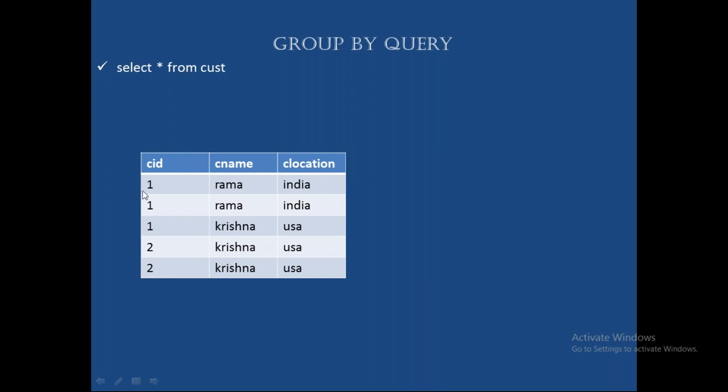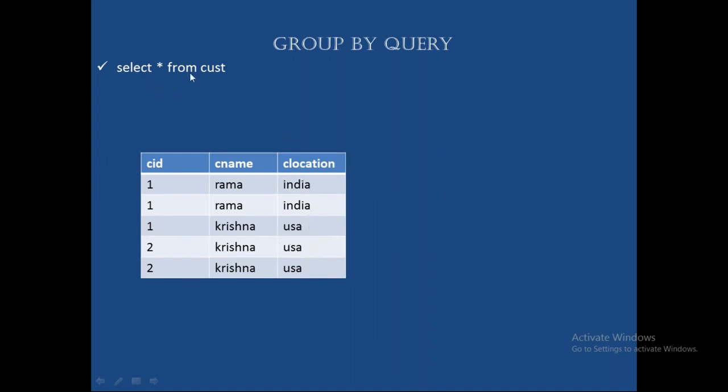Can you tell me, customer ID 1, how many duplicate records we have? Total row level duplicates. See, the first record and second record are the same. The third record is unique, because here it is India, here USA. So the first 2 records are one category, this record is one category, and the next 2 records are one category.